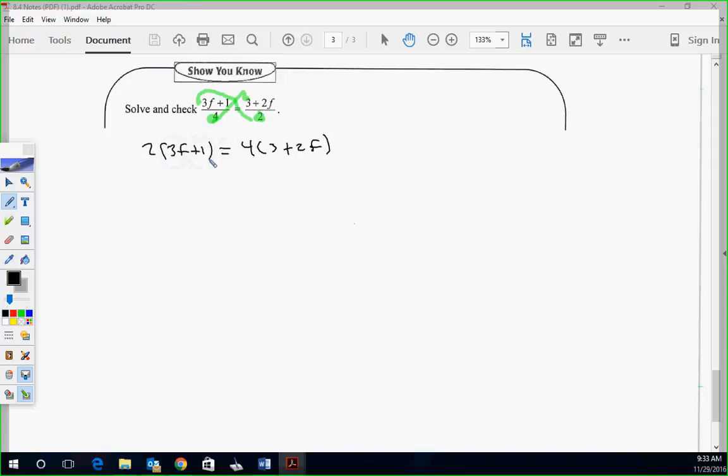So you can see the 2 is here multiplied to 3f plus 1. The 4 is here times the 3 plus 2f. And we no longer have fractions. Take a second, digest that. Are there questions with that? So again, maybe write a note on the side here: best to cross multiply when fraction equals a fraction form.